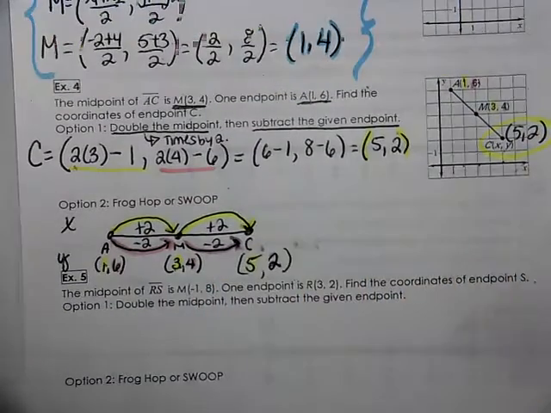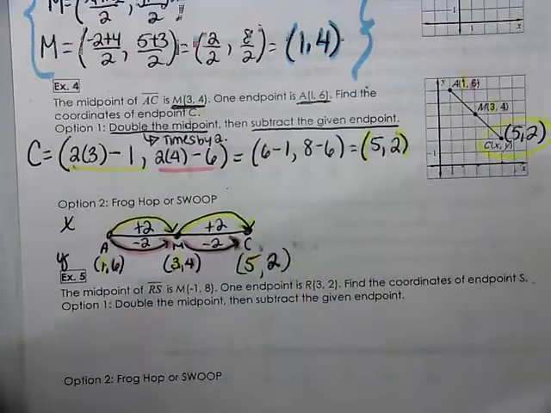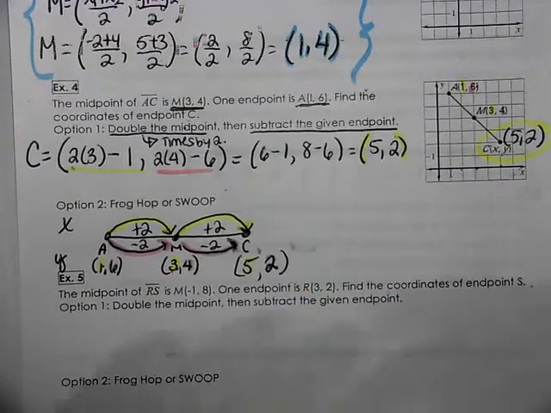So this is called the frog hop because it kind of looks like a frog leaping from one lily pad to the other, or swoop, swoop, swoop. It's just a little fun thing that we've got going on.